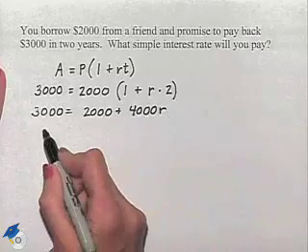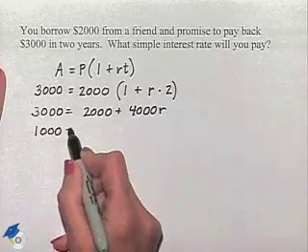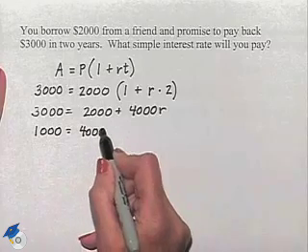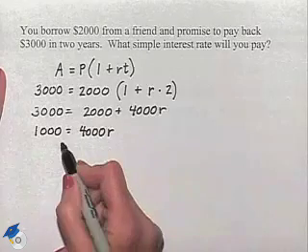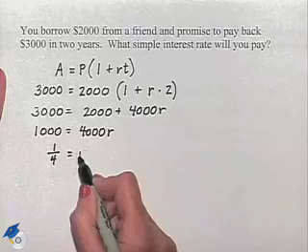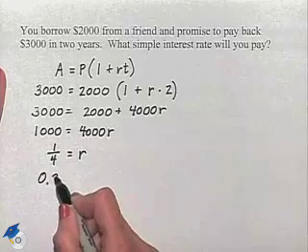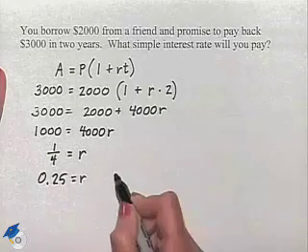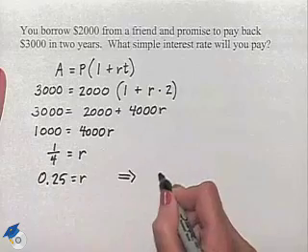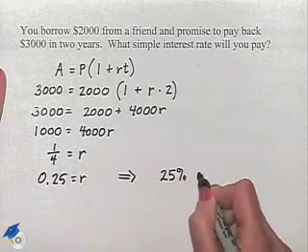Subtracting 2,000 from both sides of the equation, we have 1,000 equals 4,000 R. And dividing by 4,000, we can see R is equal to 1/4, and changing that to a decimal, 0.25. And so our interest rate is going to be a 25% interest rate.